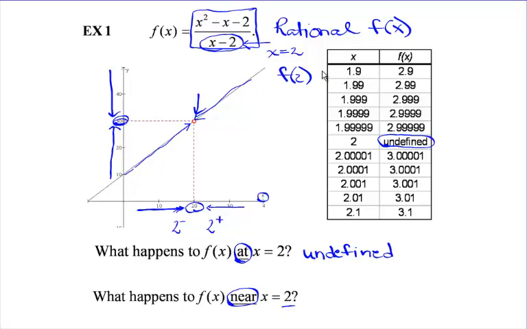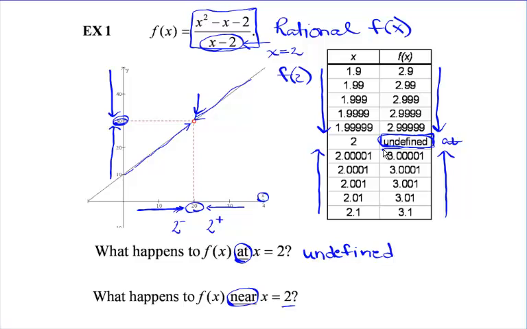Again, we can see this evidenced on the graph. When we approach 2 from the left, values smaller than 2, the outputs approach 3 from below, values smaller than 3. If we look at what's happening to the right of 2 along the x-axis, we're approaching values of 2 that are bigger than 2. And along the y-axis, we are approaching values of 3 from above, values that are bigger. Now again, at x equal 2, we are undefined.